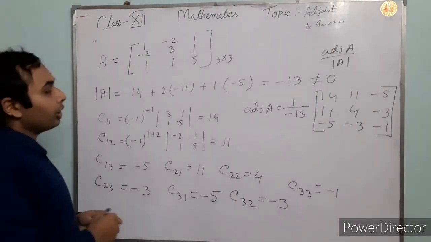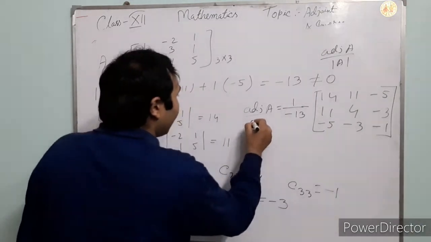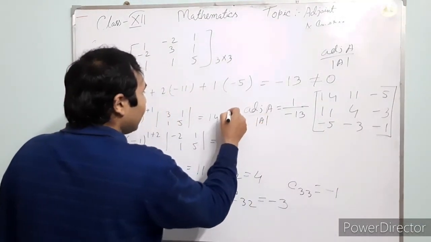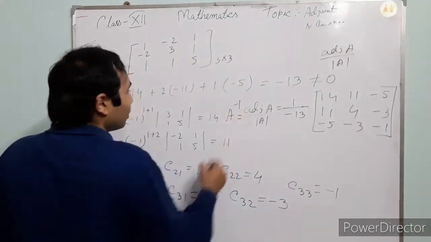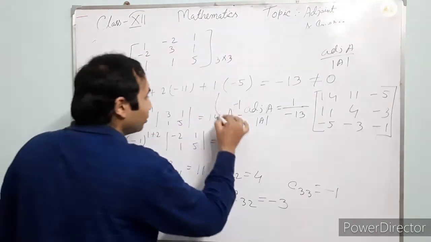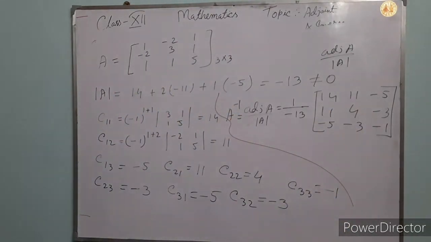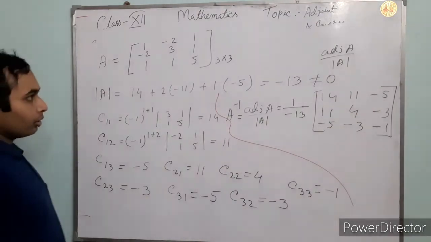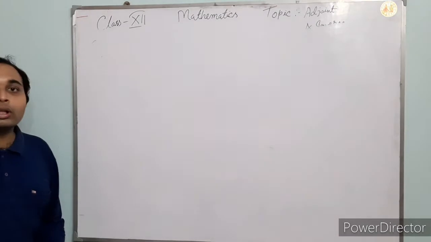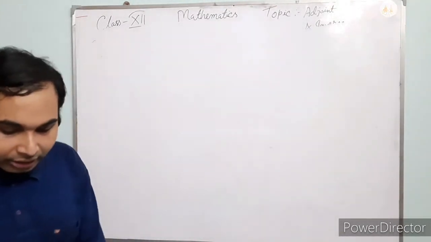So adjoint A by det A. Actually we have done here adjoint A by mod A, and this is the A inverse. So we have got here the A inverse is equals to this. So I think you have understood the fact. Now let us see some important results of this inverse.